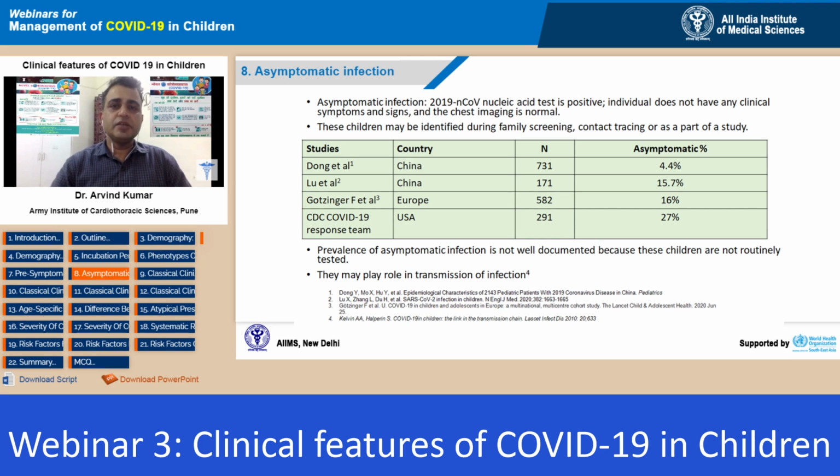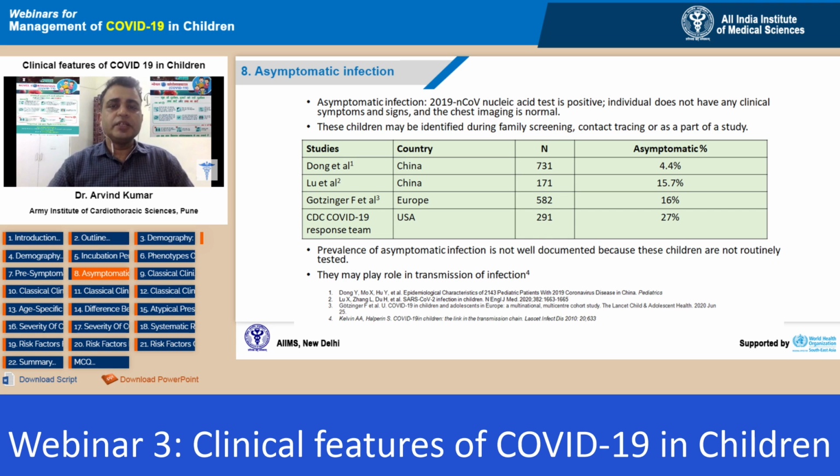Asymptomatic infection is defined as a positive nucleic acid test for corona, but without any signs or symptoms, and chest imaging is normal. This test is usually done for family screening, contact tracing, or as a part of a study. Prevalence of asymptomatic infection varies from 4 to 27% in different countries, but it may not be a true reflection, as asymptomatic children are usually not tested. The asymptomatic child may transmit infection.